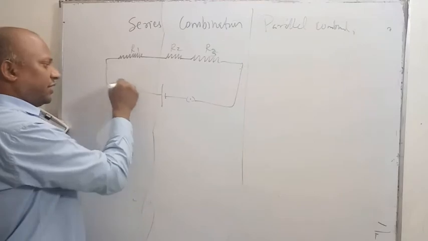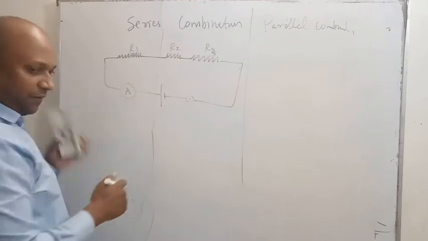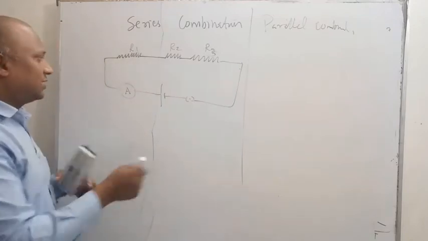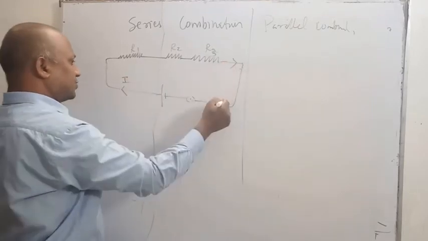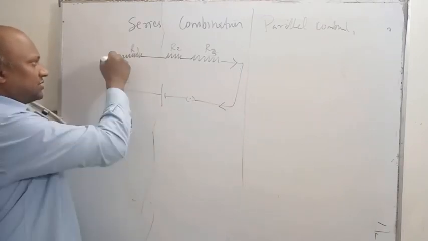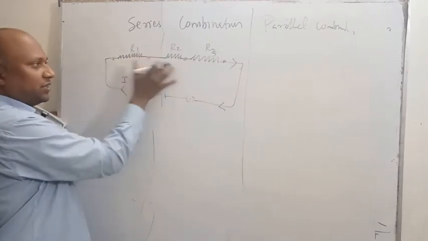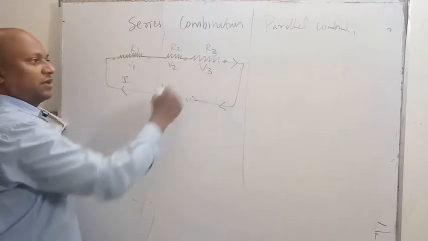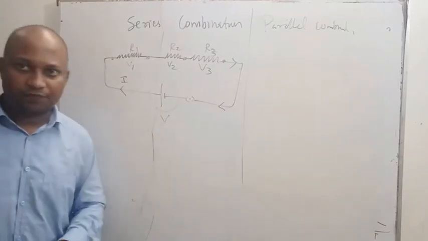There is an ammeter here, and it's not necessary to show all those things, because we are going to derive something, and we are not going to use the actual values here. There is a current flowing through this, and you have to always show the direction of current. There are different potential differences across these points: V1, V2 and V3. And the overall potential difference, that is the cell's potential difference, is V.